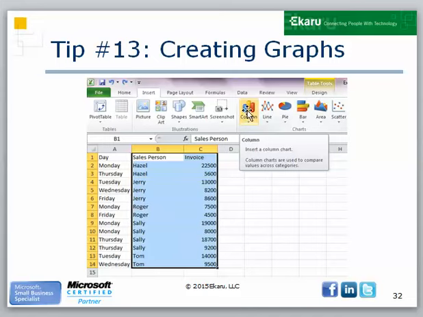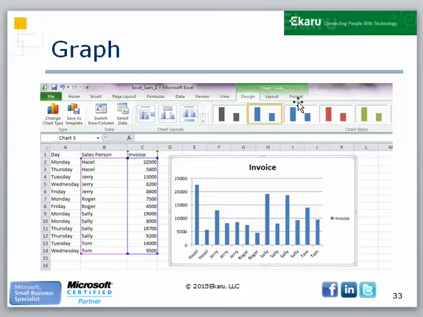So I'll hit a column graph with that, and this is how it displays. So now I have my invoice amount on this side, my salespeople, and you can really make a great looking presentation. I can go in and I can change the color. I have a lot of different options of how I want to display this.